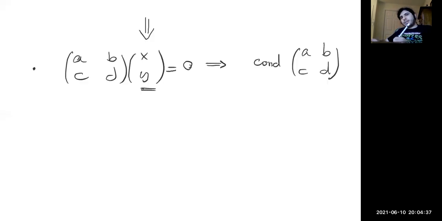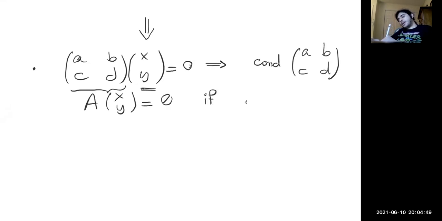No, that's unfortunately not true. So if I call this matrix A, I can write down the equation like this. This has a non-trivial solution if the determinant of A is equal to 0. In other words, if AD minus BC is equal to 0.